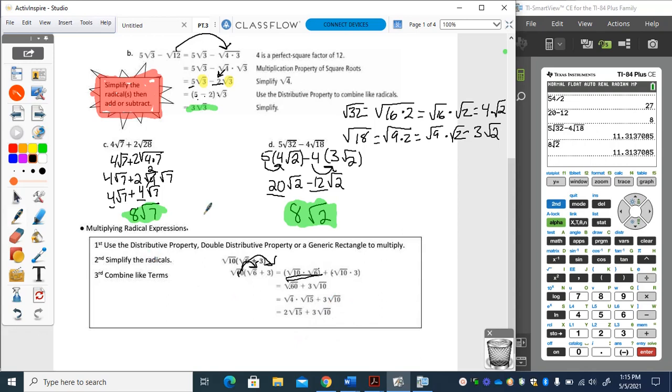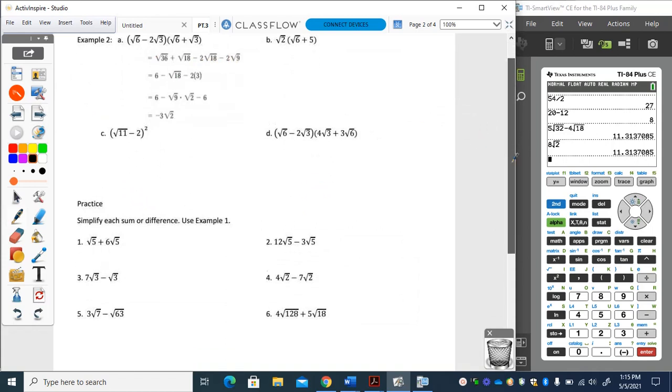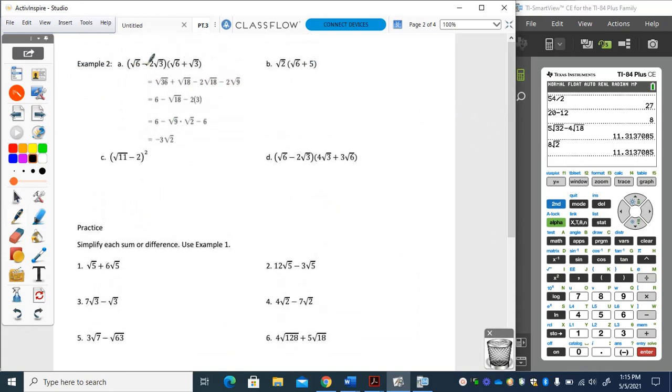So really, you'll just distribute, simplify, and combine. Distribute, simplify, and combine. Not too bad. Let's get another one. We have 6 minus 2 times the square root of 3 times 6 plus the square root of 3. We'll start by just distributing. This one, it's 2 binomials, so we kind of FOIL.